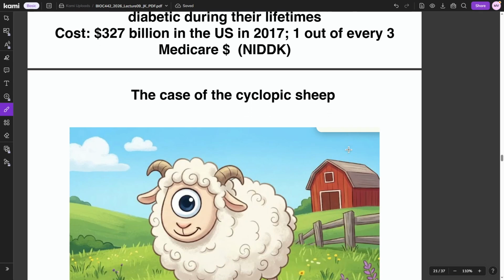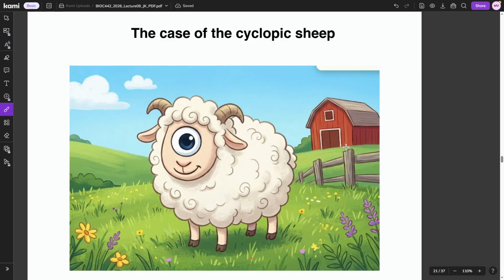So now we're going to talk about cyclopamine. We're going to talk about cyclopic sheep. More specifically, I can't remember what the disease is called. Basically, Sonic Hedgehog is where we're going here. Sonic Hedgehog is a protein that promotes differentiation of cells. It's a morphogen, basically. And a morphogen, I'll talk about in a bit, is a chemical that signals cell fate, if you will.